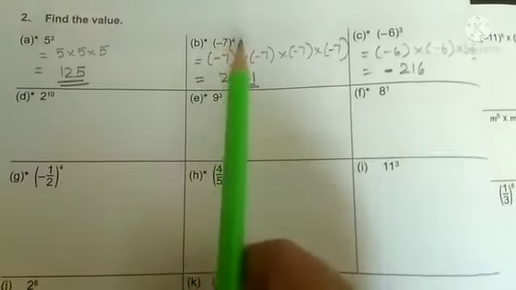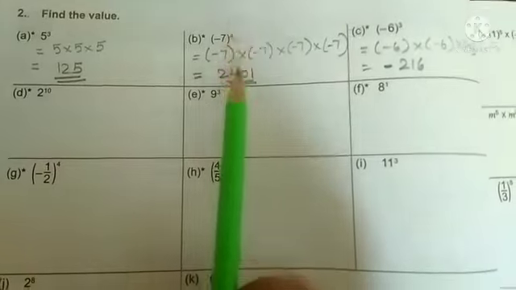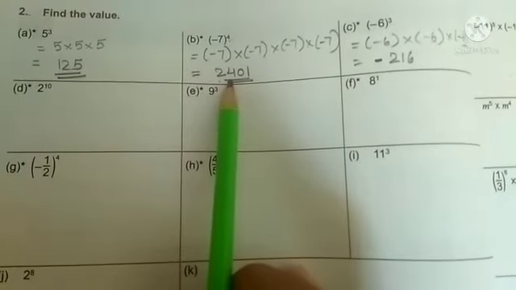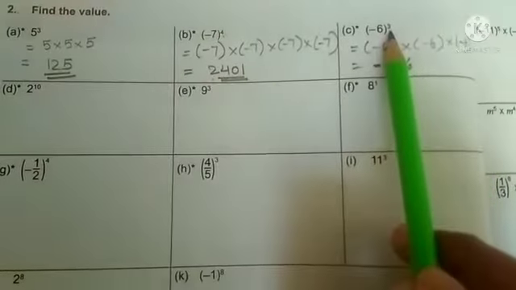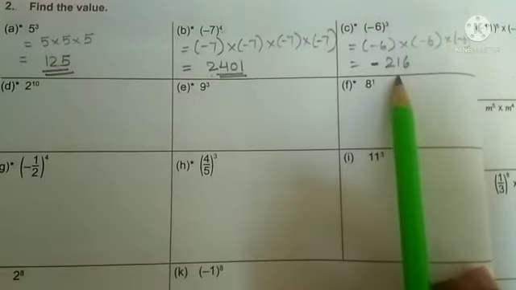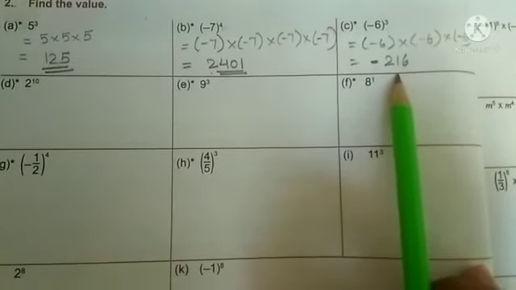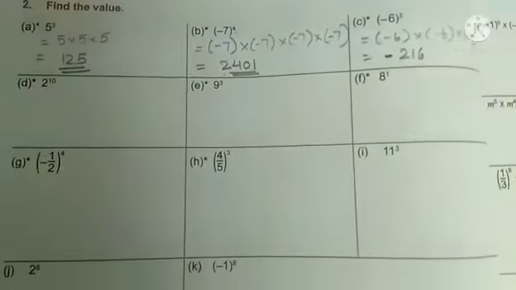Clear? So whenever your index is even, you will get your answer as positive. Whenever your index is odd, you will get your answer as negative. Clear? Keep this in mind.